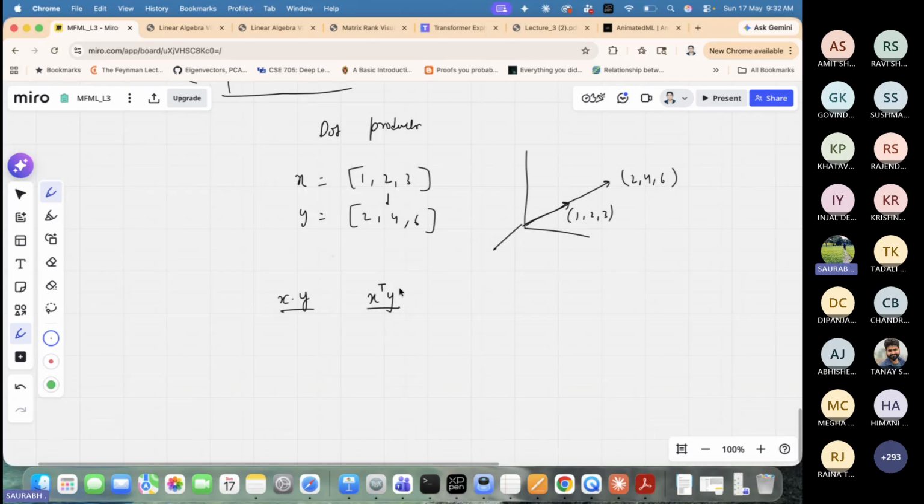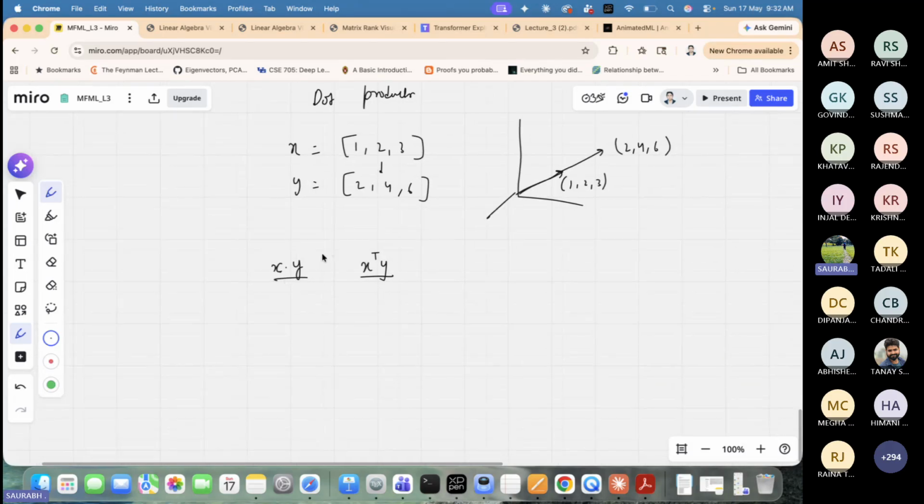What I mean by both of them is, think of X dot Y as nothing but taking the product of the same dimensions and adding them together. So when I write X dot Y, I would just be doing 1 into 2 plus 2 into 4 plus 3 into 6. And the output would be what? 2 plus 8 plus 18, 28, right? So the output is 28. So X dot Y I have found out is 28. Whether X transpose Y is the same thing or not.